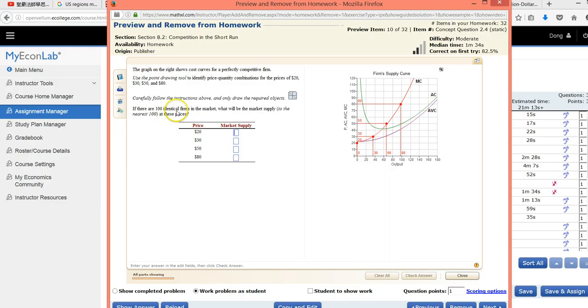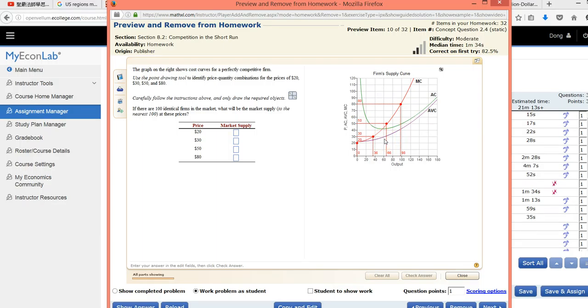And the question has a second part. There are 100 identical firms in the market, what will be the market supply to the nearest 100 at these prices? So this is for the supply. Basically, we know the supply curve for a competitive firm is simply the marginal cost curve, and this is for an individual competitive firm. And now we have 100 identical firms. So the market supply is simply the horizontal summation of individual supplies.